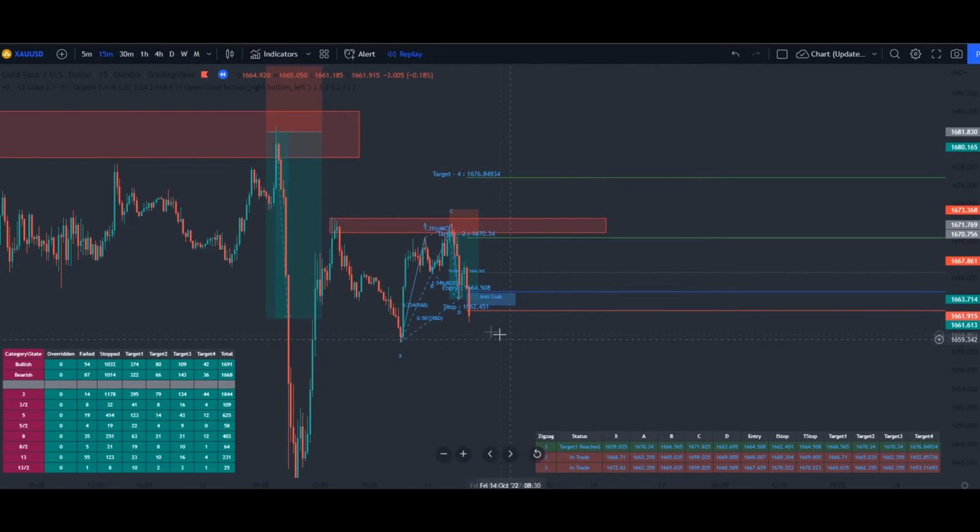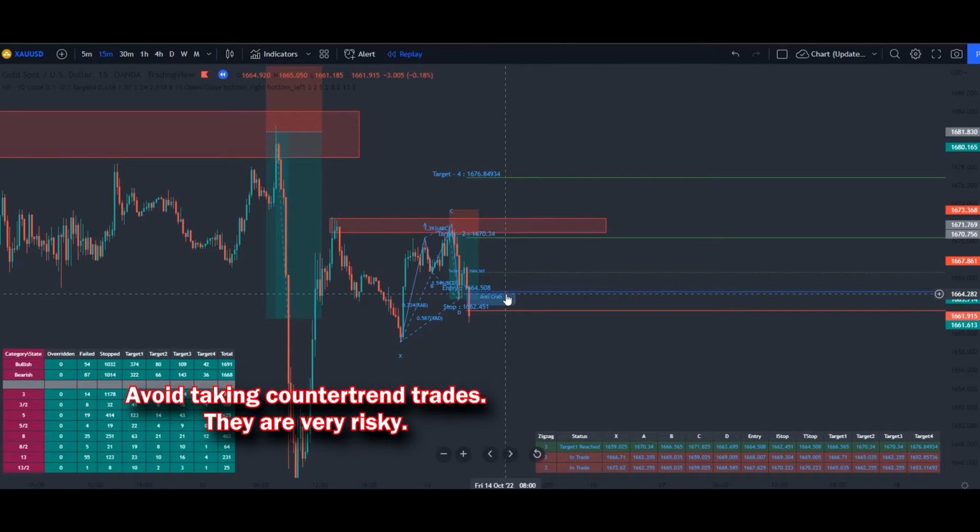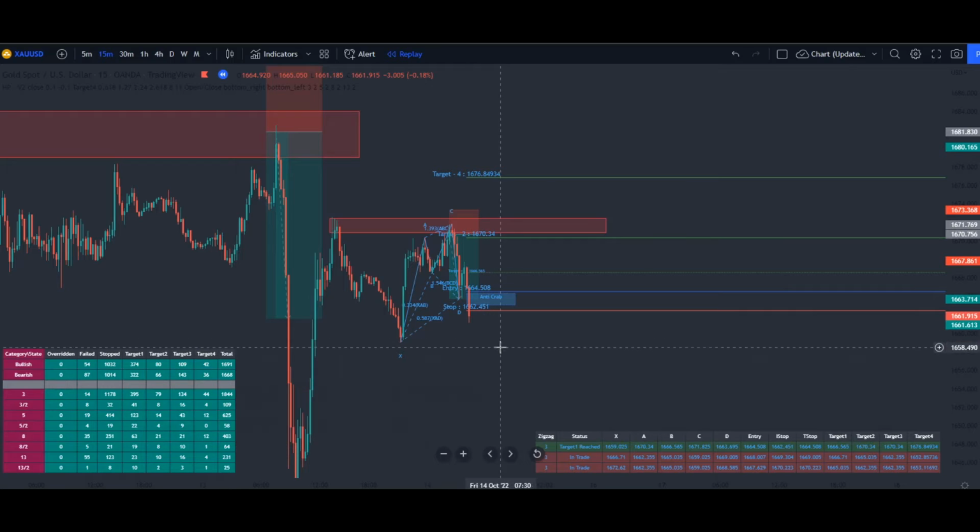Right, so the target hit target 4. Notice that there's an entry signal for buy. I wouldn't be taking this buy position here because it's against my trading bias. Trading based on reversals is a very risky game.